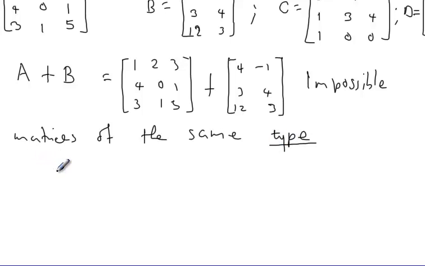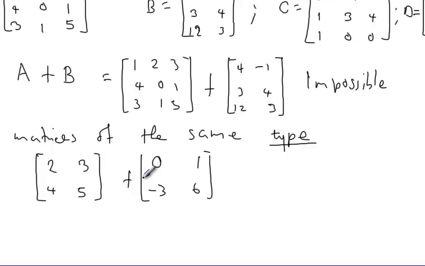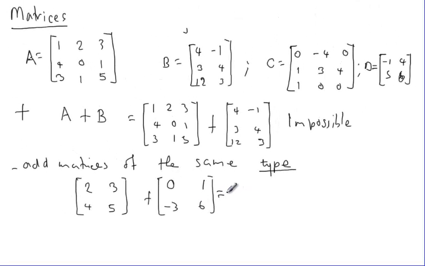So now, I can have 2, 3, 4, 5, 2 by 2, plus 0, 1, minus 3, 6. So I've got matrices of the same type, 2 by 2. Then I should get a new matrix which I can get by adding these two. Let me tell you what you do. You add corresponding entries. In other words, A11 will be added to B11. So if this is matrix A and this is B, A11 must be added to B11. In other words, you must match.